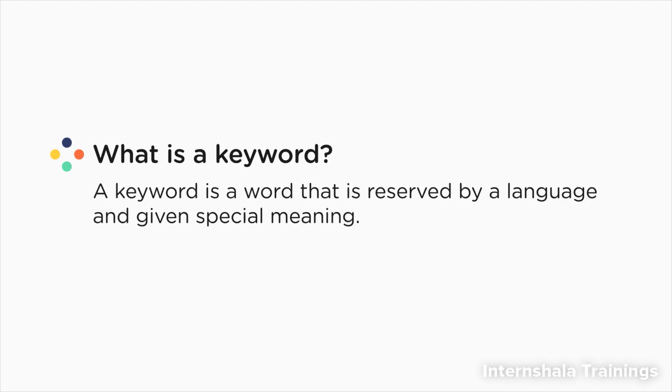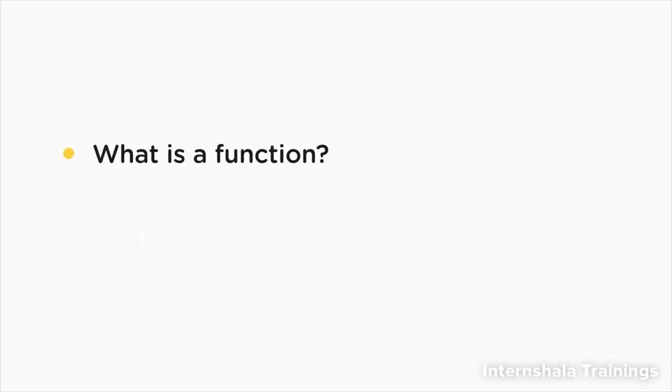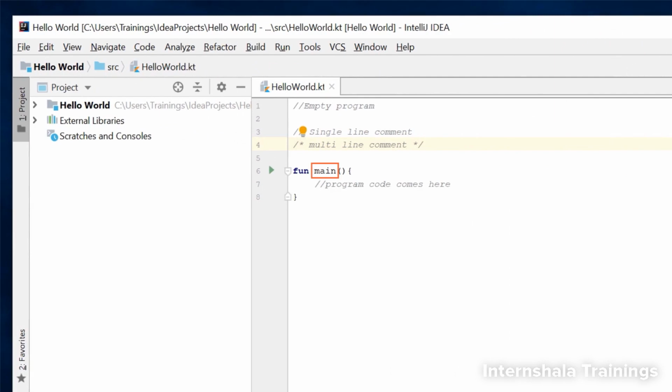When we say reserved, what we mean is that these words cannot be used at any other place in the program. Here, the keyword fun is short for function. So then, what is a function? A function is a collection or piece of code that returns some results. And every function in Kotlin needs to have a name. So here, the name of our function is main.